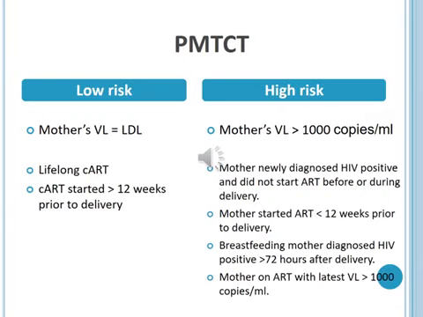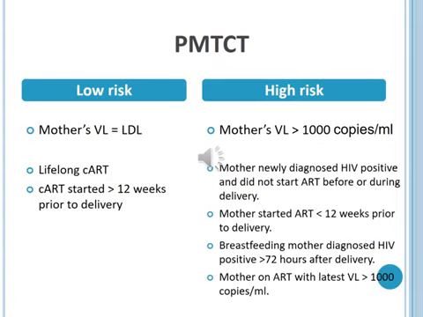If the mom's viral load is more than 1,000, it could be because she was newly diagnosed during the pregnancy and had not started ART before or during delivery. So these would be the moms that had tested negative all through the pregnancy, and then when they come in to deliver the baby, they need to have a rapid test done again, and they are then tested positive. So they had received no ART, and we cannot expect the viral load to be suppressed. Also, mothers who started ART less than 12 weeks before delivery. So this would be the mom who booked late and then had a premature delivery.